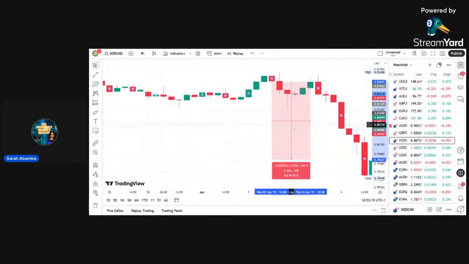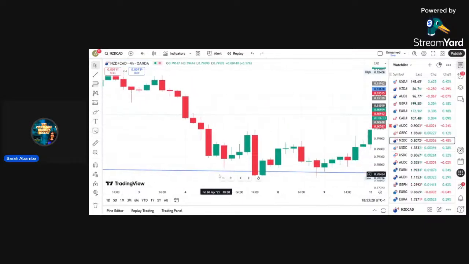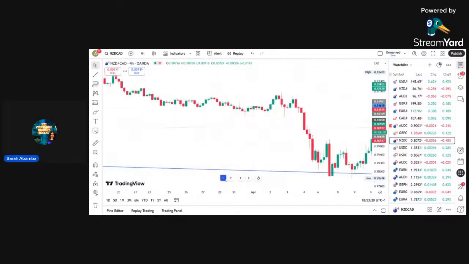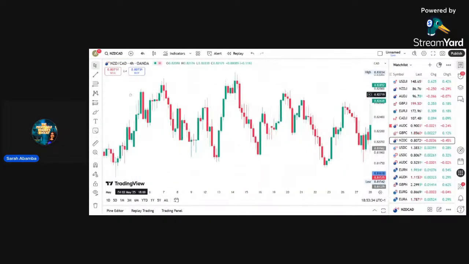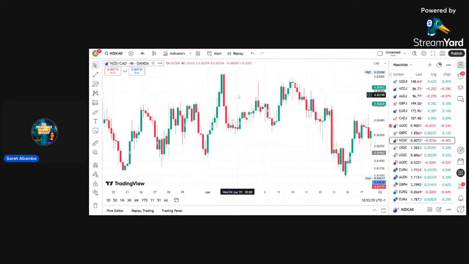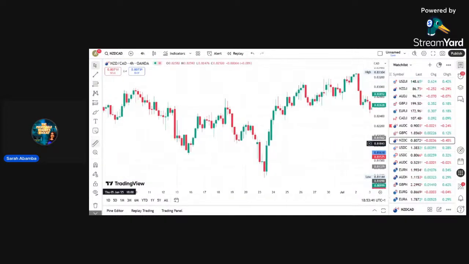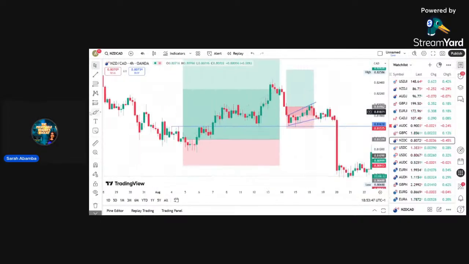So this is the pip count for this trade. I believe we all understand what the tweezers is, either bullish tweezers or bearish tweezers. I'm trying to look for more examples too, but I don't think I'll see any because I didn't prepare any.